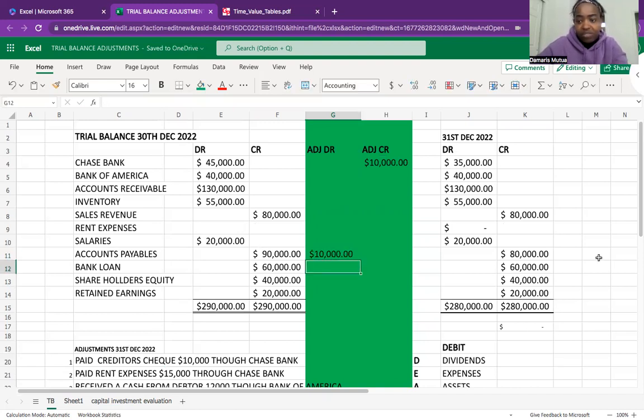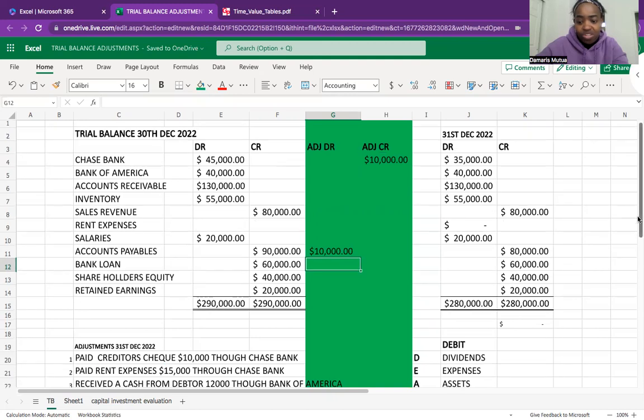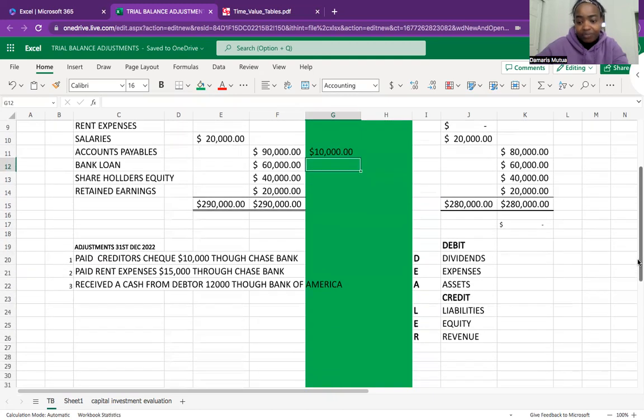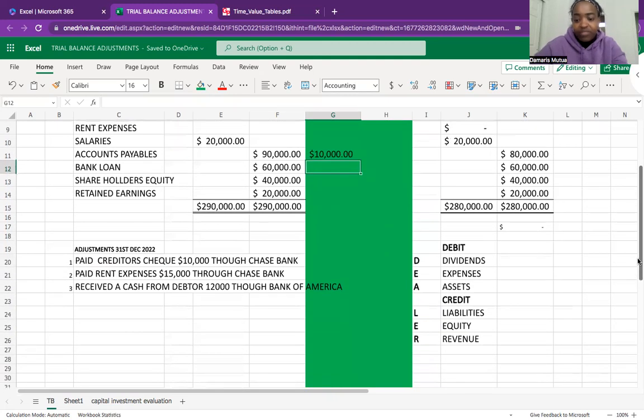And for the purpose of this transaction, you need to remember our DEALER, where we debit dividends, expenses, and assets. We credit liabilities, equity, and revenue to increase them. So if we are reducing, we do the opposite, like what we've done with the first transaction, because we are reducing the balance. The bank balance is going down. Our creditors balance is going down because we are paying.